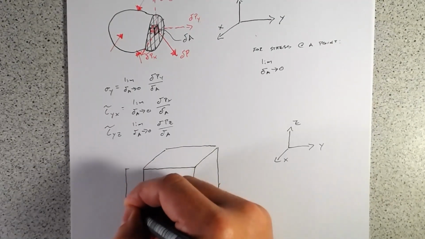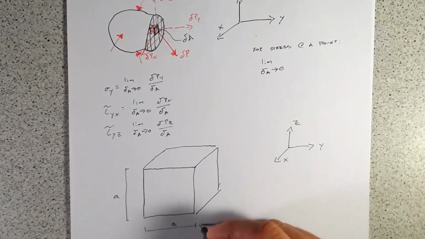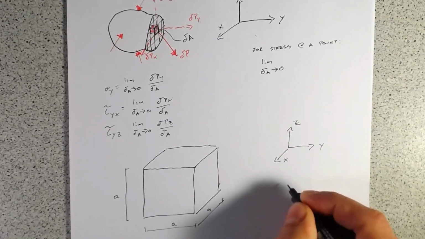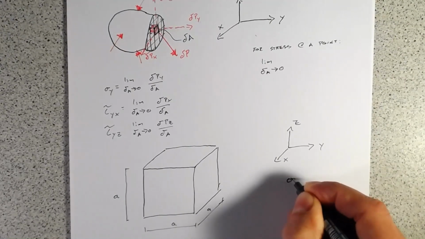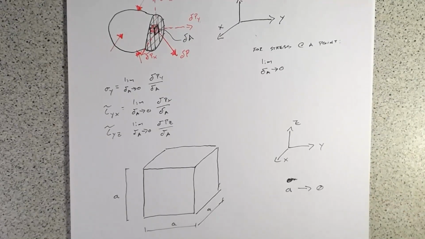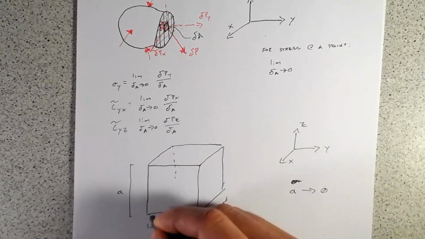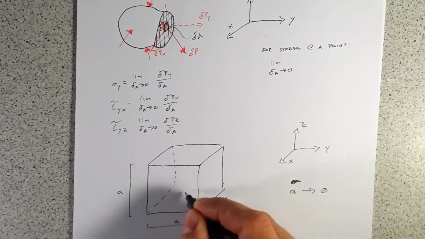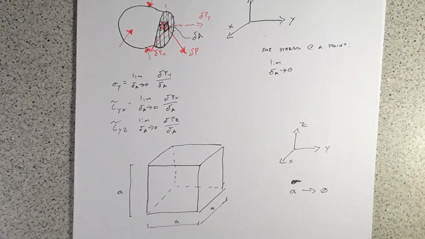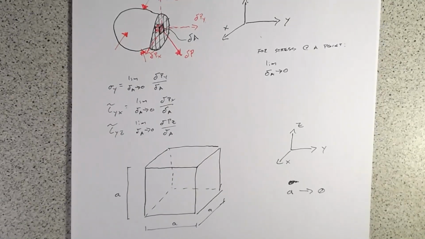And let's just give it each side. We will say each side has length A, and A is approaching 0. It's really small, so we'll just say that as a definition, and we'll draw in the dash so that we've got the hidden faces there. So this is what we've started with. We've pulled it out of here. What we want is then to draw the stress state on here.